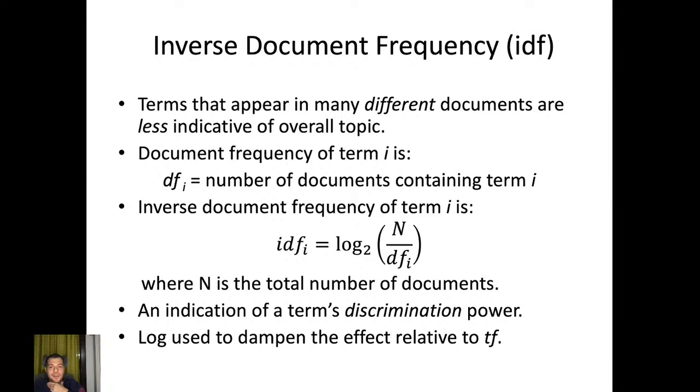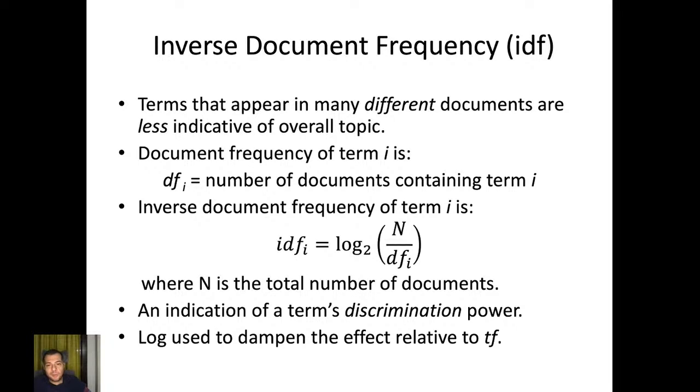So what we can do is use the inverse document frequency to normalize the term frequencies. Basically, the terms that appear in many different documents should be less indicative of the overall topic. For example, stop words that appear in all documents, say the word the or of, should not have a big weight to represent a certain document.